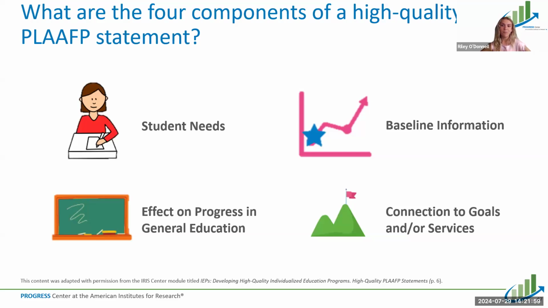Third is baseline information, or baseline data for monitoring student progress. So thinking about data that relates to the student's identified areas of need. And fourth, connection to goals and/or services, which is the bridge between the PLAF statement and measurable annual goals and services. So we need to make sure there is enough information in the PLAF statement to develop ambitious and measurable annual goals and to determine what services are needed. We'll talk a little bit more about goals and services later in these sessions. Again, these four components are described at the bottom of the PLAF tip sheet, which goes into a little more detail, with examples and more information on writing a strong PLAF statement.